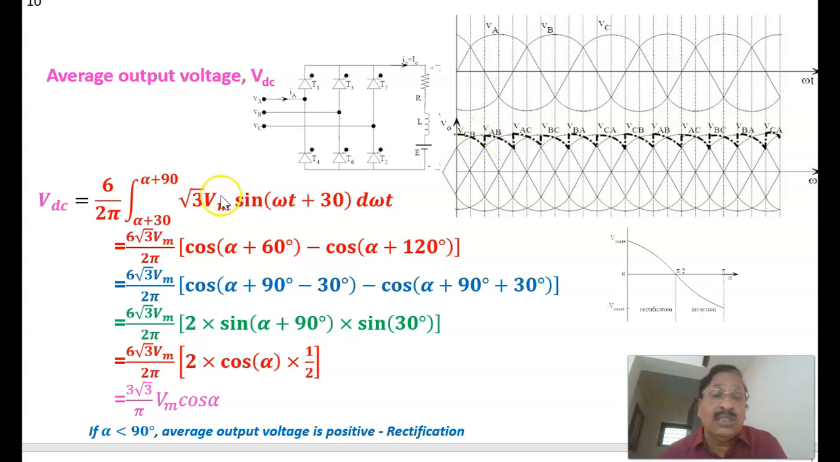This is the line voltage, which is equal to root 3 times phase voltage, root 3 Vm. I told you, there is a phase shift of 30 degrees for the line voltage. That is why plus 30 comes here: root 3 Vm sine omega t plus 30. Therefore, we are integrating this one.